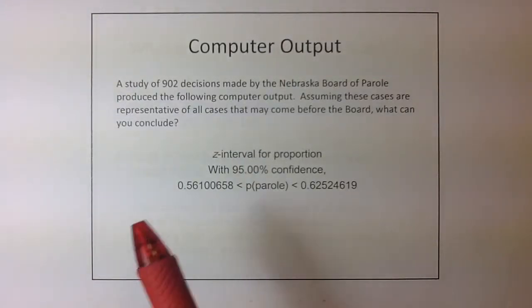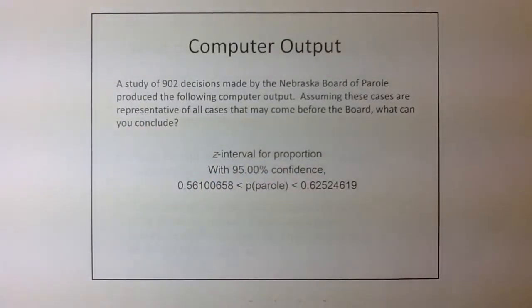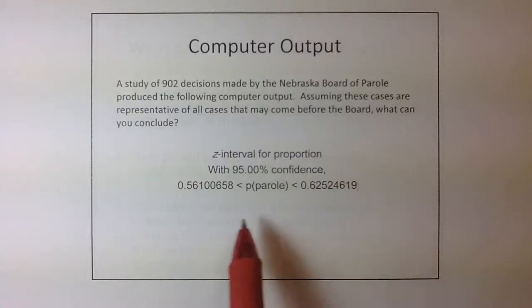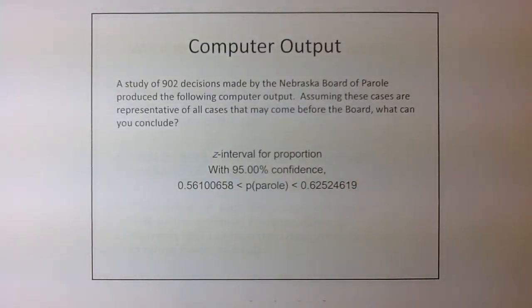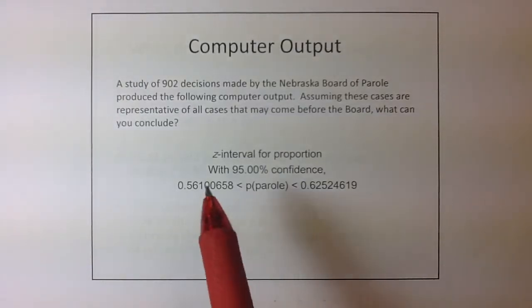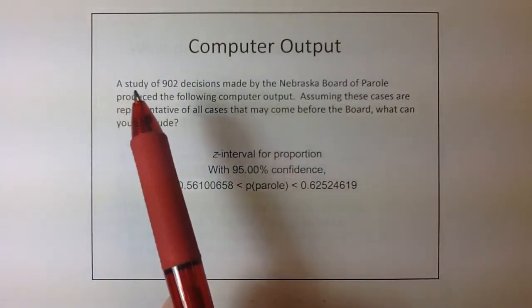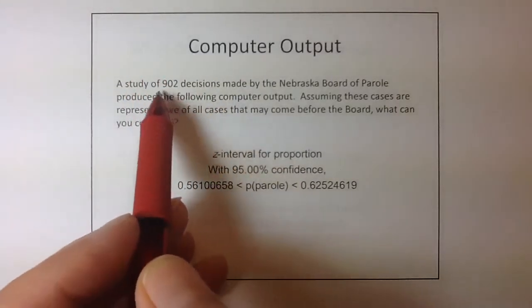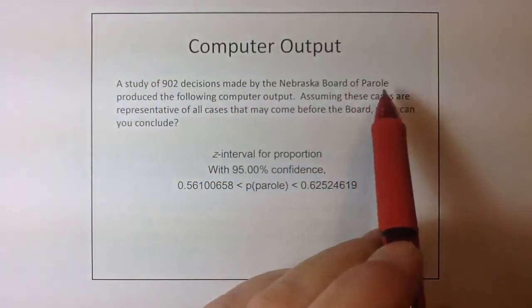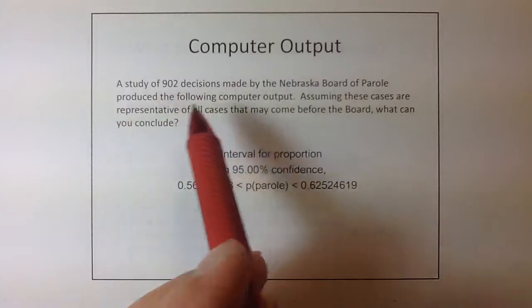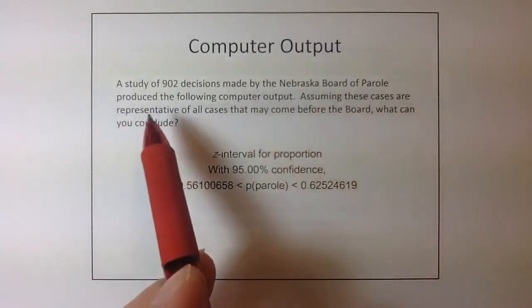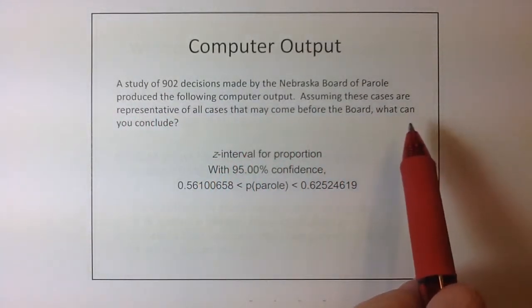The first one is just an example of when you're given computer output, because computer programs for statistics do pretty much everything that we do, all the procedures, including confidence intervals. So there was this study of 102 decisions, our sample size, made by the Nebraska Board of Parole, and the cases were representative of all the cases that came before the board.